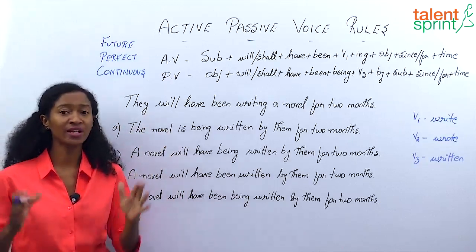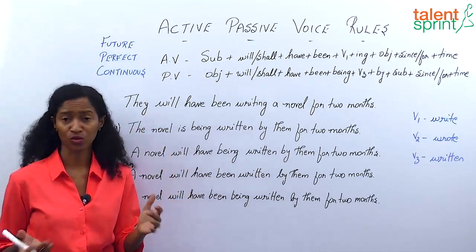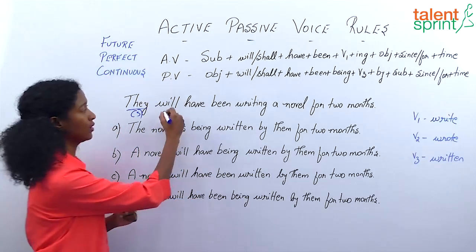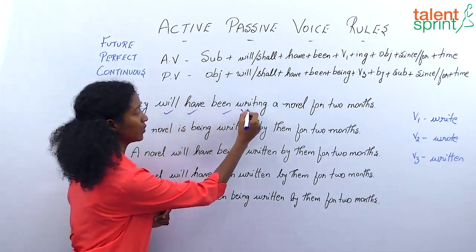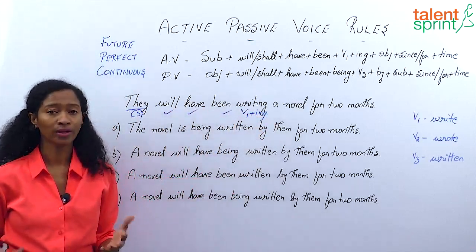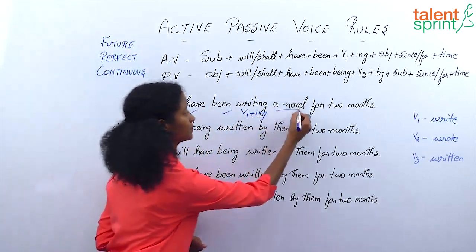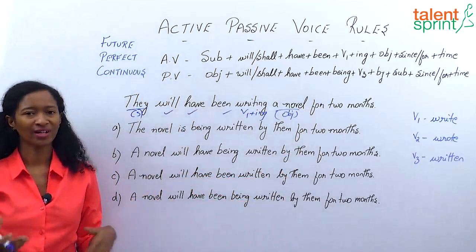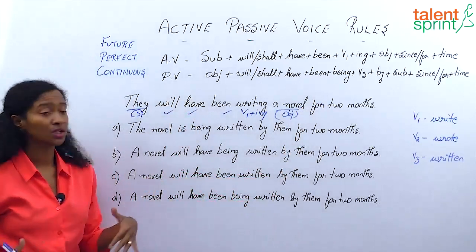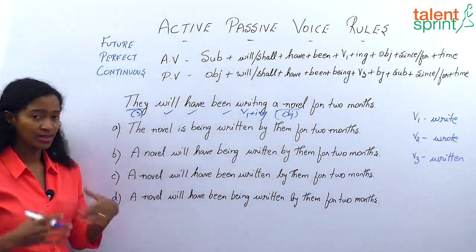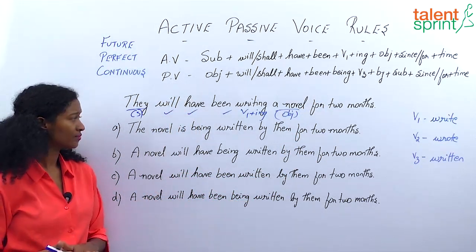They will have been writing a novel for 2 months. Who will have been? They, our subject. Will have been, verb 1 plus the ing form. They will have been writing what? Our object, a novel, for 2 months. For, and then the time reference. So a novel is how it has to start. So if you look at all the options, I do have that.